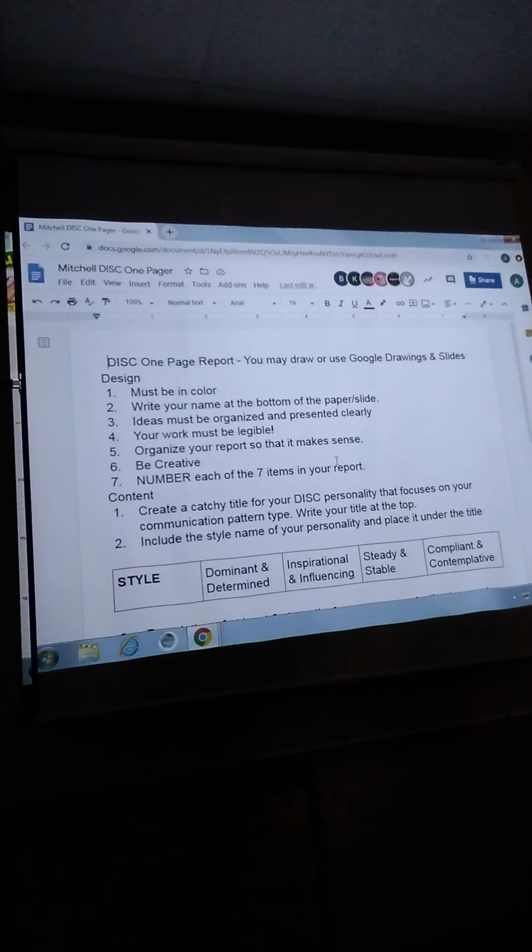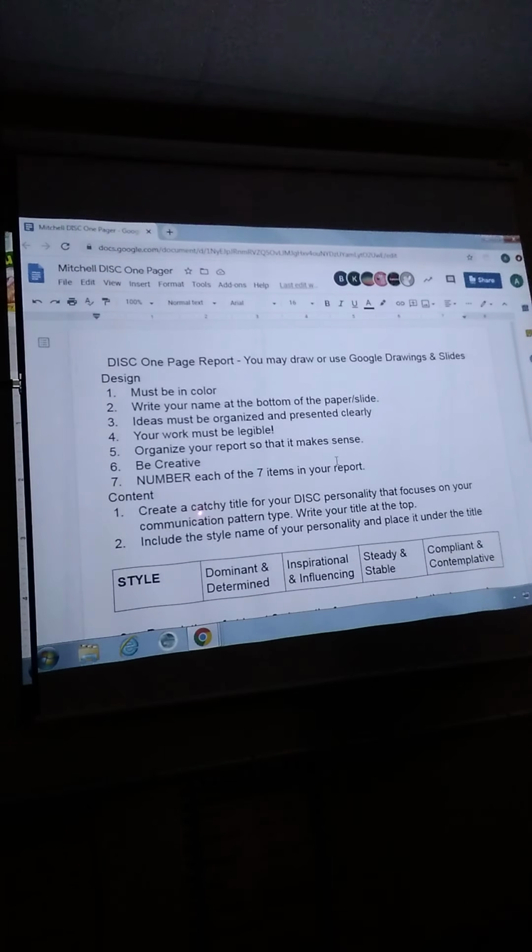Okay, so the first thing you're going to do is give your one-pager a catchy title. So if you were like a dominant personality, don't just say dominant determined, okay? You could be like, take charge Tara, okay? Give some type of a catchy title that relates to your personality type, okay? If you're influential, inspiring, you could say, enthusiastic Eric, okay? Make it go along with your personality type, okay? You need to have a title.